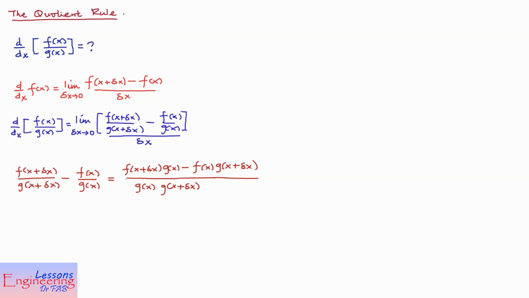All right, now again let us concentrate on this part. So what we have is f of x plus sigma x times g of x, minus f of x times g of x plus sigma x. So that's what we have here.